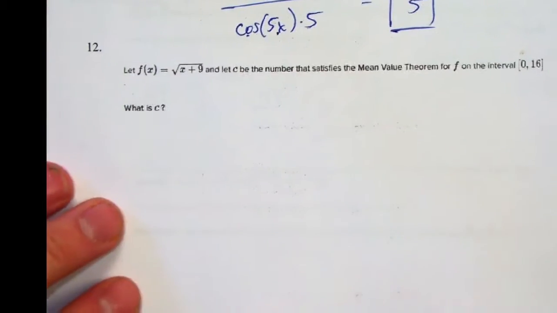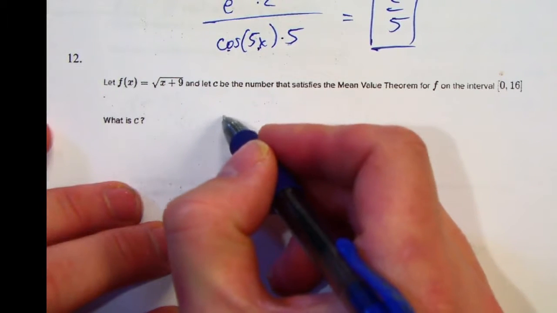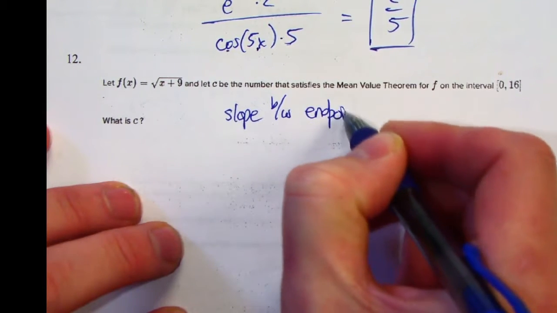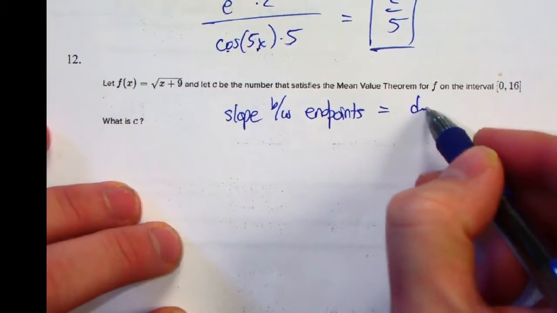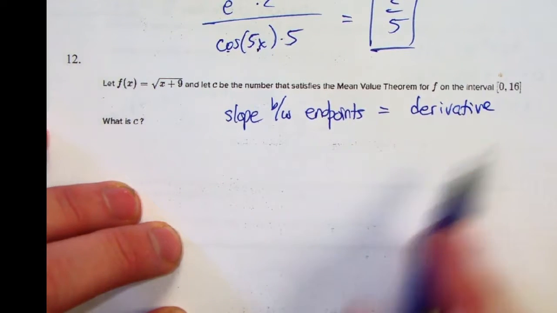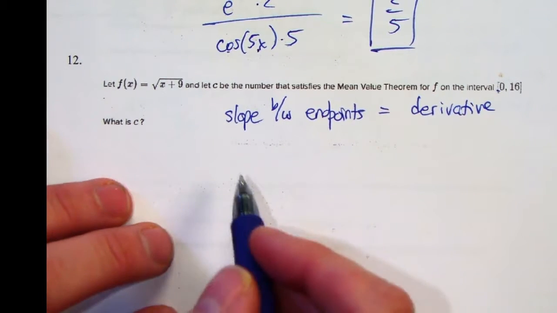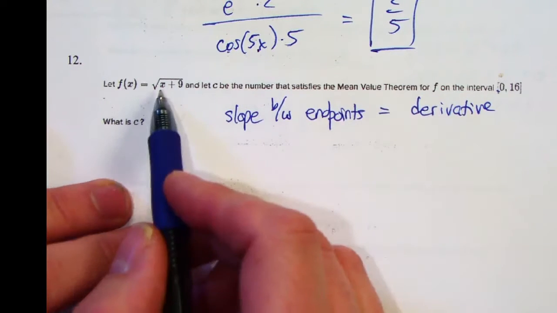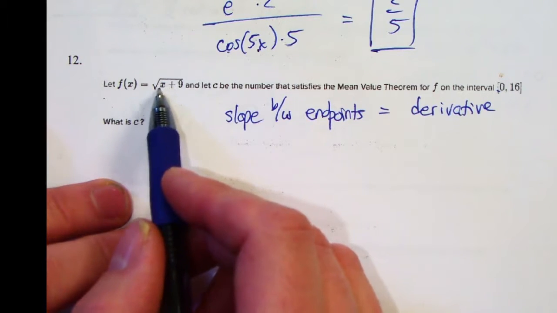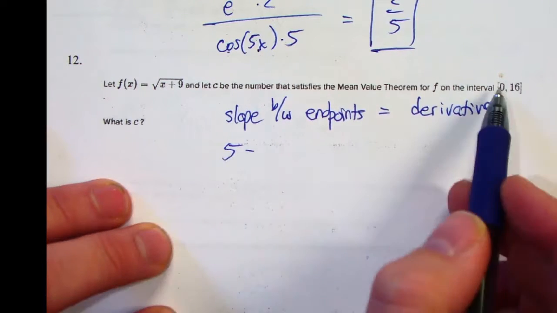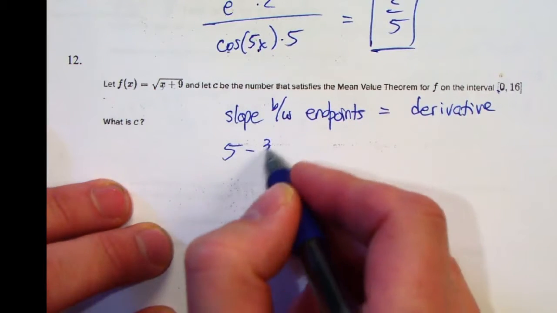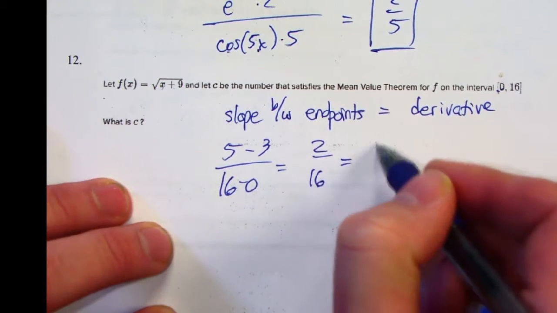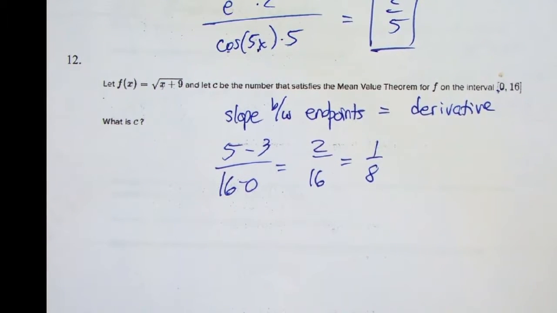Alright, number 12. Mean value theorem says slope between endpoints equals derivative at some point in between 0 and 16. So the slope between the endpoints: if I plug 16 in here to get a y value, the square root of 16 plus 9, that's the square root of 25, that's 5. If I plug 0 in here, the square root of 9 is 3, over 16 minus 0. So the slope between the endpoints is 2 over 16, or 1 over 8.